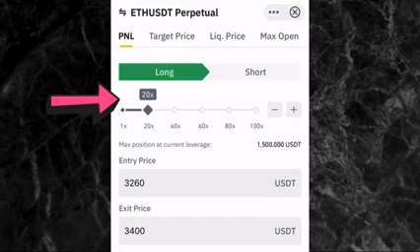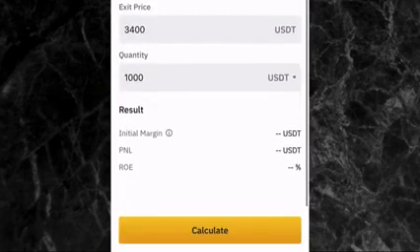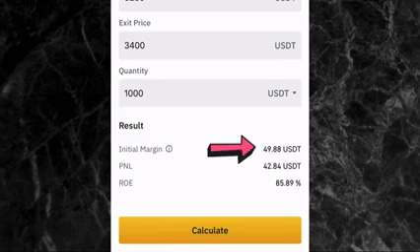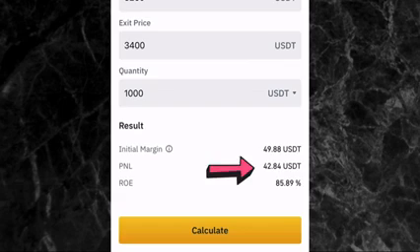So for this, I'm using 20x leverage, and then I'm going in with $1,000. So it means that once I tap on calculate at the bottom side of the screen, it's going to show me the amount of money I need and then the profit I'm going to be making. So let me just tap on calculate. So you can see right here, initial margin is $49. So it means that I need $49 out of my own money, and I'm going to be able to enter this trade with $1,000. So you can see the power of leverage. With just $49, I can enter a $1,000 trade. And that's because I picked 20x leverage. And the profit and loss I can see is 42 USDT. So I'm going to be making 42 USDT, and the ROE is 85%.